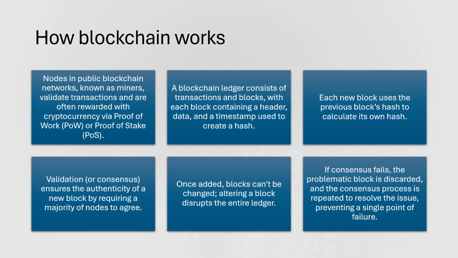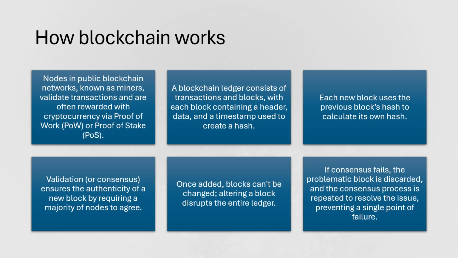Nodes in a public blockchain network, known as miners, validate transactions and are often rewarded with cryptocurrency via proof of work, POW, or proof of stake, POS. A blockchain ledger consists of transactions and blocks, with each block containing a header, data, and a timestamp used to create a hash. Each new block uses the previous block's hash to calculate its own hash.